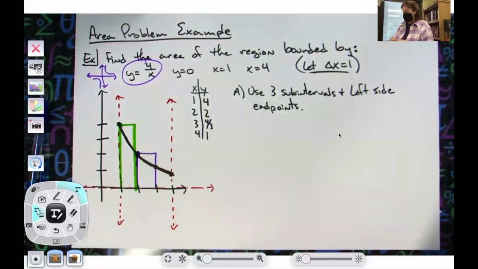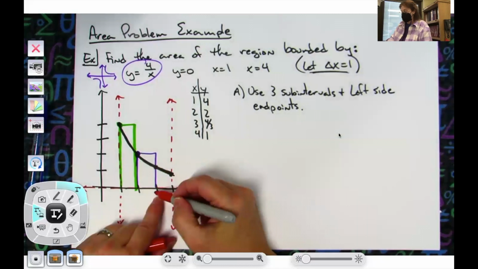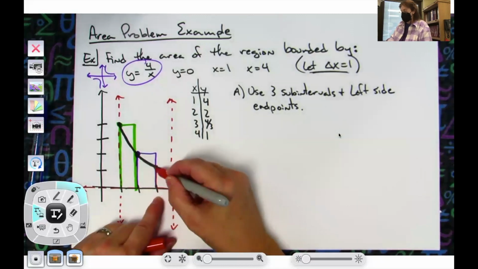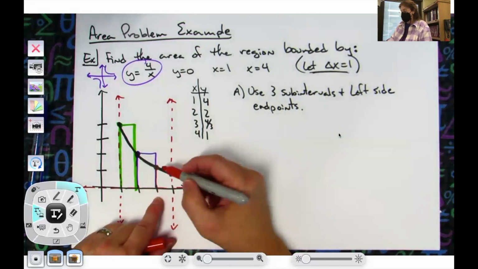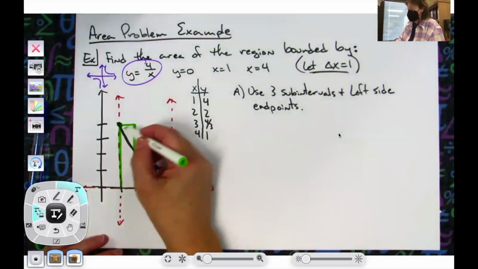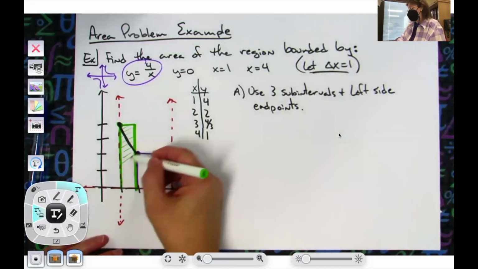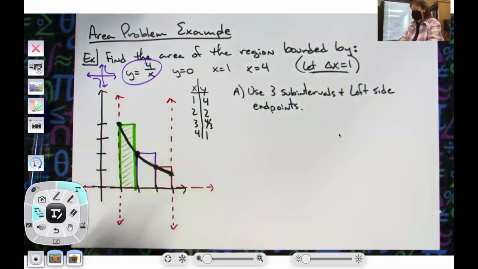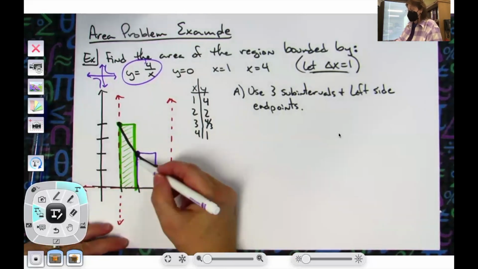If I do my last one, I would start there at x equals 3. I would come up. I would let that left-handed endpoint touch the curve. I would come over and I would draw there. So I've got 3 rectangles there, correct? So there's the first one. I don't know that you need to shade it in like that. I'm just kind of playing with my picture right now.